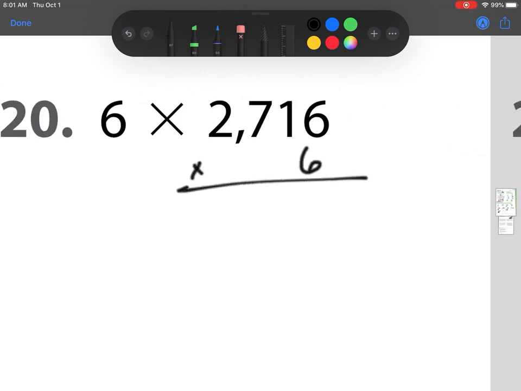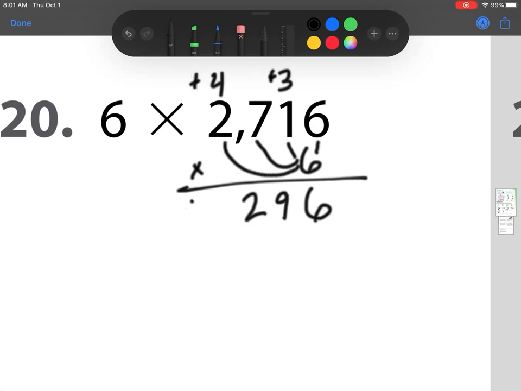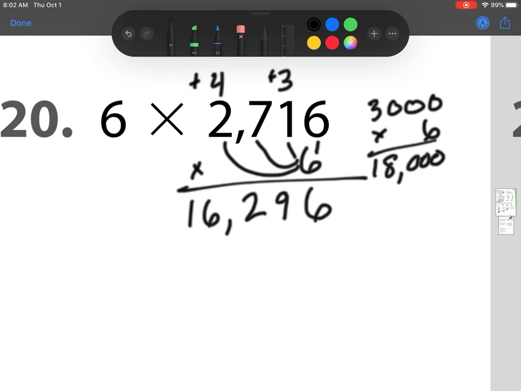Now let's stack them. And we're going to use our standard. 6 times 6 is 36, so I put the 6 down, regroup the 3. 6 times 1 is 6, plus 3 is 9. My last one, 6 times 7 is 42, so I put the 2 down, regroup the 4. 6 times 6 is 36, plus 4 is 40. So let's check. This is close to 3,000 times 6, so my answer should be close to 18,000, which it is.